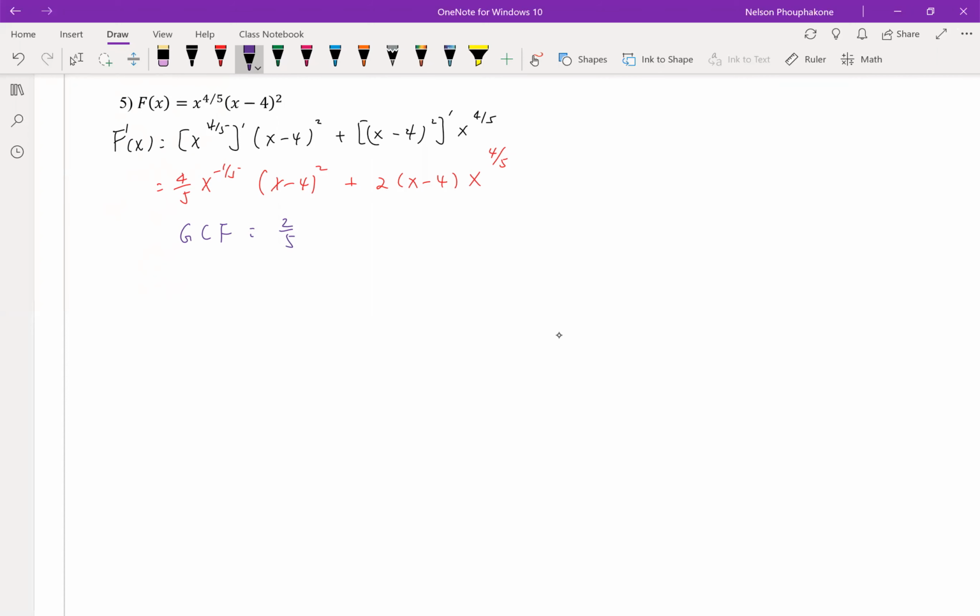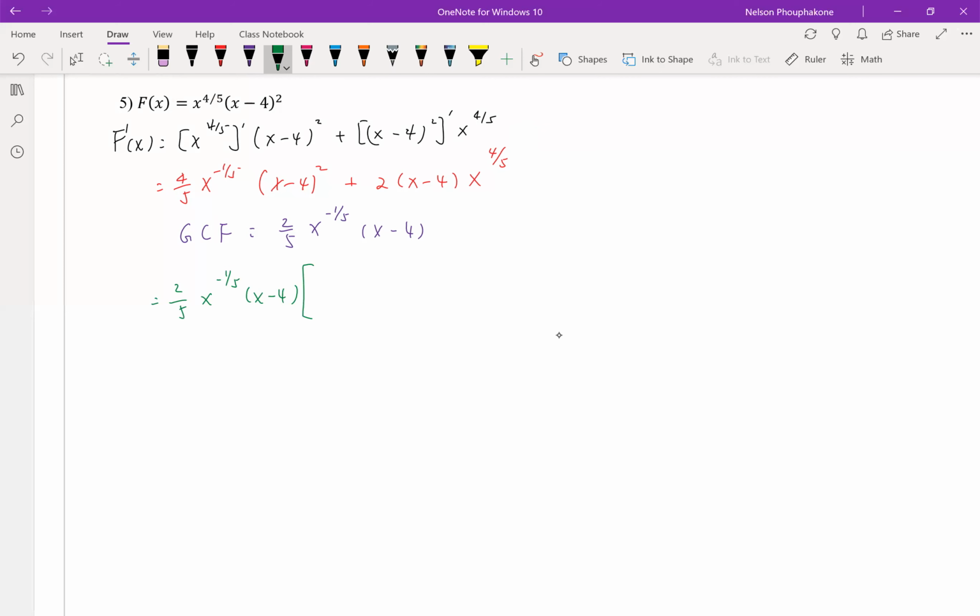For the base x, we take out the smallest power, and for x minus 4, this factor right here, we take out x minus 4. So this will be my common factor. Then I take out 2/5, x to the -1/5, x minus 4.